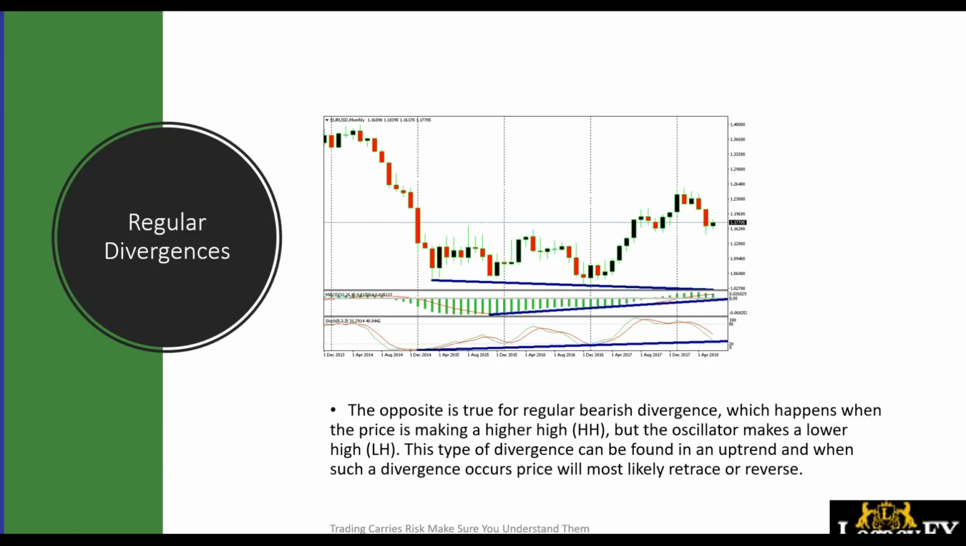The opposite is true of regular bearish divergence, which happens when the price is making a higher high, but the oscillator is making a lower high. This type of divergence can be found in an uptrend. When such a divergence occurs, price will most likely retrace or reverse. So they're the exact opposite of each other. One happens in an uptrend, the other happens in a downtrend.